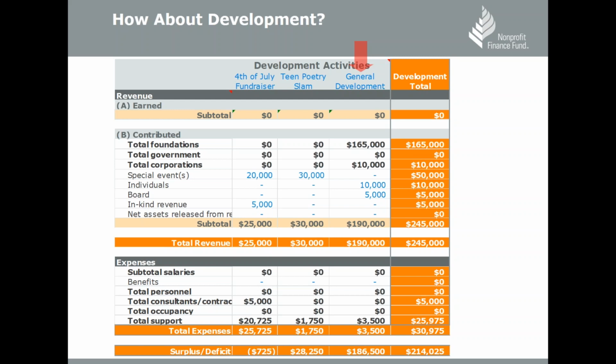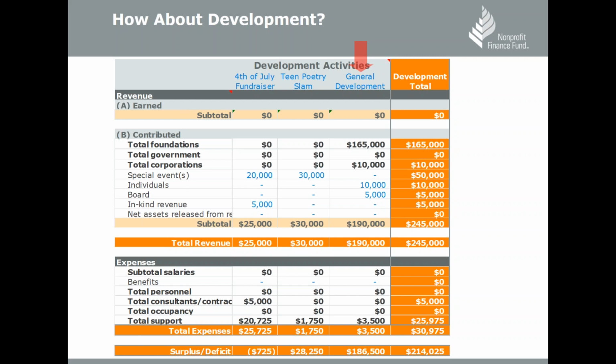While this is a hefty surplus, don't forget that this surplus is necessary to cover all the other program and administrative deficits. As mentioned before, the Teen Poetry Slam has been very successful in garnering corporate sponsors and thus has a nice surplus. But what surprised the team was the 4th of July fundraiser. While it's less core to the mission, it has become more important over the years because it had provided good visibility for the organization and the community.